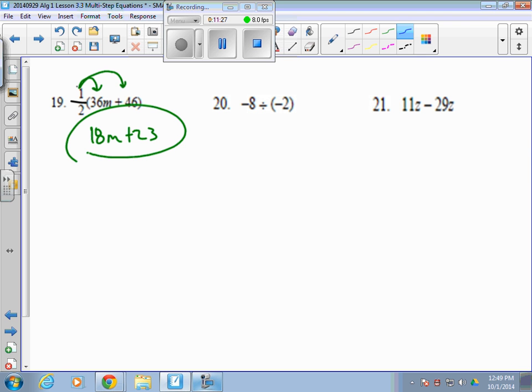A negative 8 divided by a negative 2. A negative divided by a negative. Same sign is going to be positive. 8 divided by 2 is 4. 11z minus 29z. Opposite signs. One's positive, one's negative. Subtract the absolute values. 29 minus 11 is 18z. And keep the sign of the one with the higher absolute value. That one's negative, so it's going to remain as a negative 18z.